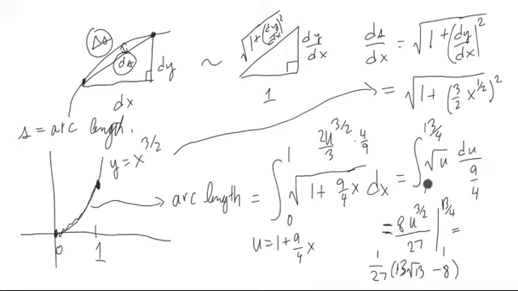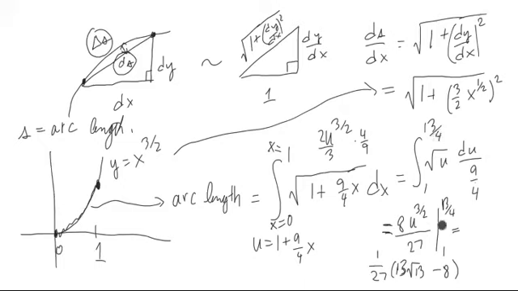Notice how the bounds change for u. Why is this a 1 here? That's because these are x values, x equals 0, x equals 1. So when x is 0, what is u? Plug in x is 0, you get u is 1. When x is 1, let's see what u is. When x is 1, it's 1 plus 9/4, which is 13/4.